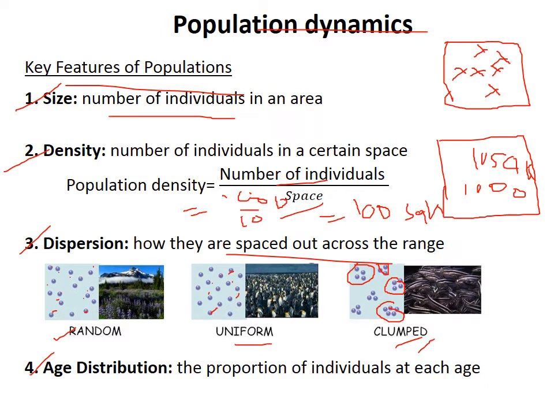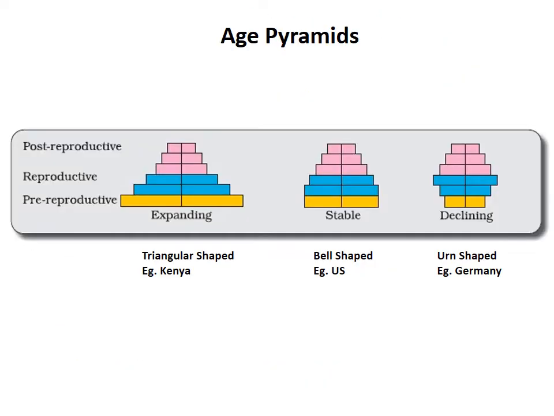And the age distribution means the proportion of individuals at each age. What are the age groups? Three ages are there in general: pre-reproductive, reproductive and post-reproductive. So these are the three ages. So I will discuss here the age pyramid. Suppose in a human population we are taking the age 1 to 70.